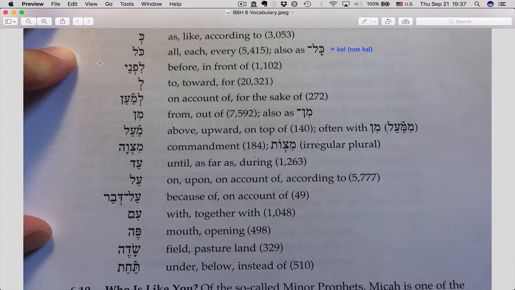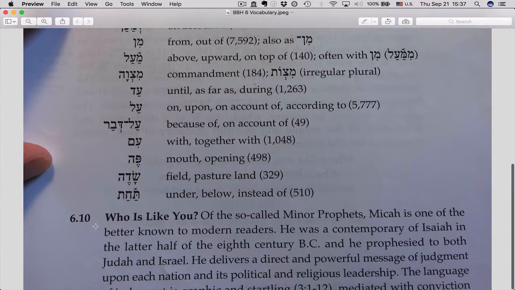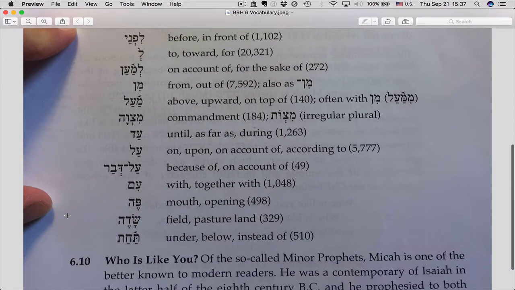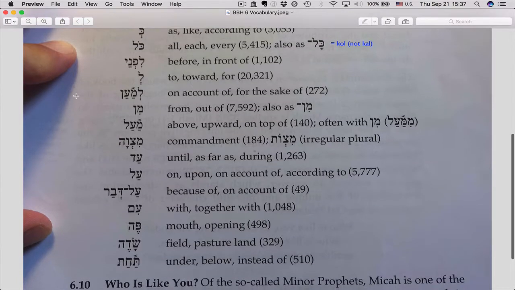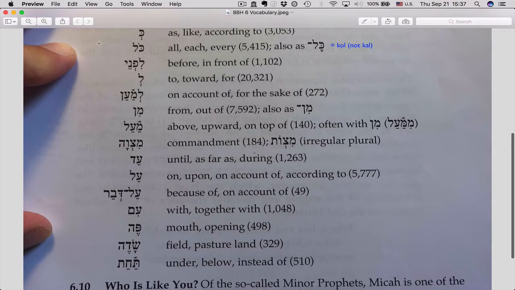K, as, like, according to. So the little, I don't know what you call these little, usually annoying devotional readings that our book includes. On this one, they note that Micaiah, the name of the prophet, really means me, who, k, is like, Yah, me, kai, Yah. So the name is almost a sentence. Who is like Yah, or the Lord?